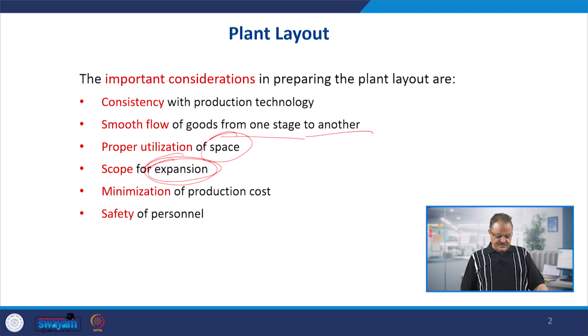Next thing is the minimization of the production cost. Now, how would the production cost be minimized? This is a $1 million question. This would be minimized if these first four steps have been properly taken care of. Then the cost of production would be minimized.